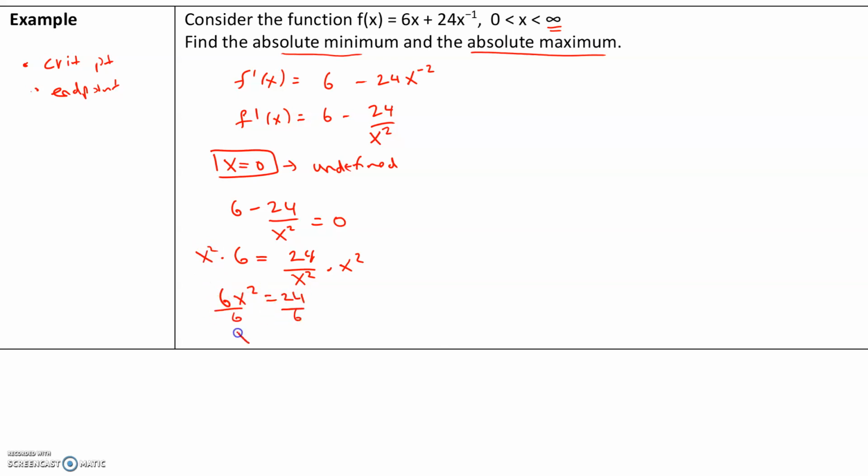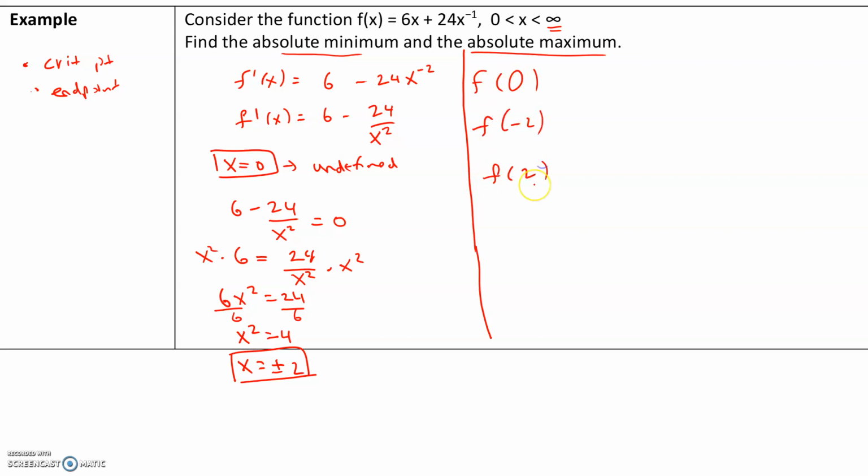I divide everything by 6. I get x squared equals 4. And if I square root both sides, I get x equals plus or minus 2. So these are also my critical points. So my critical points are going to be 0, negative 2, and positive 2.